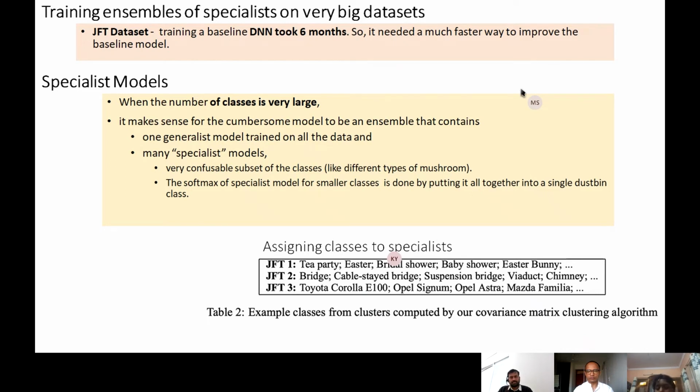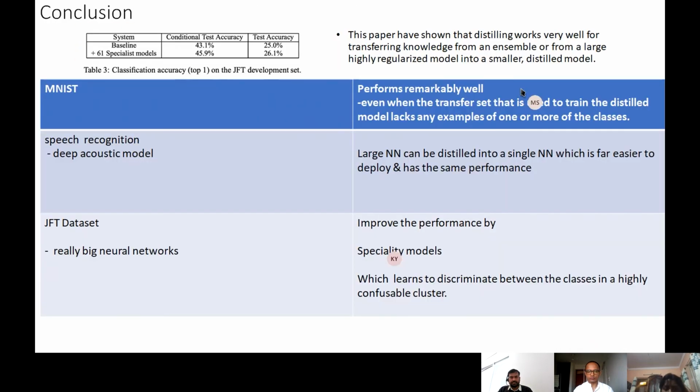They also reduced the number of classes by using the clusters here. So overall, in conclusion, what we want to say about the distillation process is, with 61 specialist models and a baseline model on the JFT dataset, they were able to achieve better accuracy, which is 26.1% as opposed to 25%.